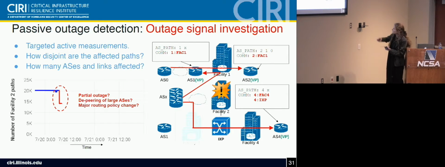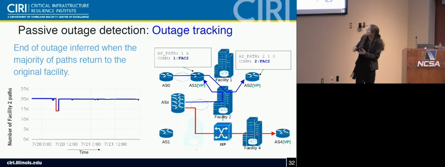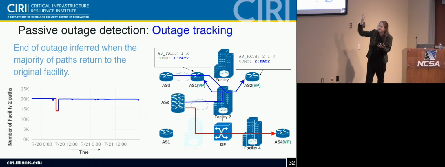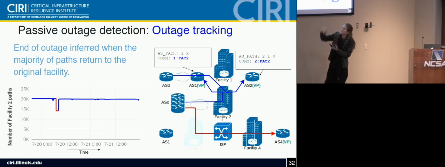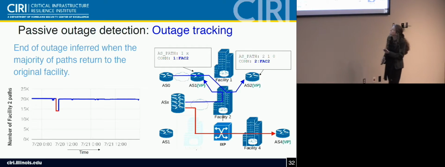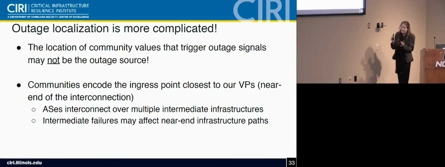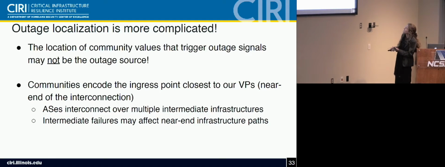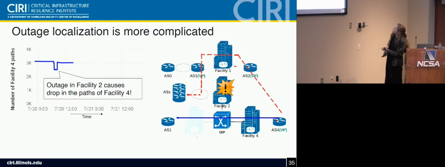So we have techniques, algorithms for going through that, and then of course we can detect the recovery of the outage when the number of facility 2 paths goes back to its normal baseline. So that's a basic technique. It's not that easy, because what might happen is that you have things. Let me just go through this quickly.